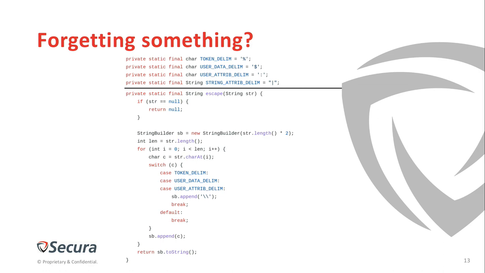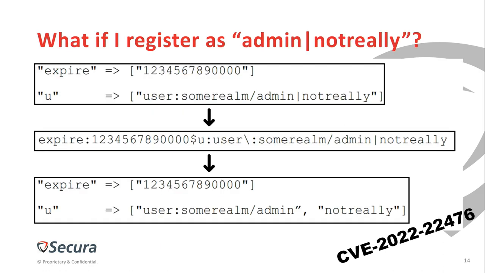So what could we do with this? Well, let's say we have an application where the attacker is able to decide their own username. A typical example of this would be an app where the user identifier is their email address.